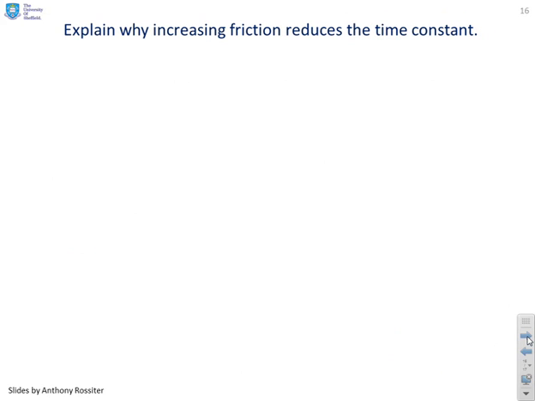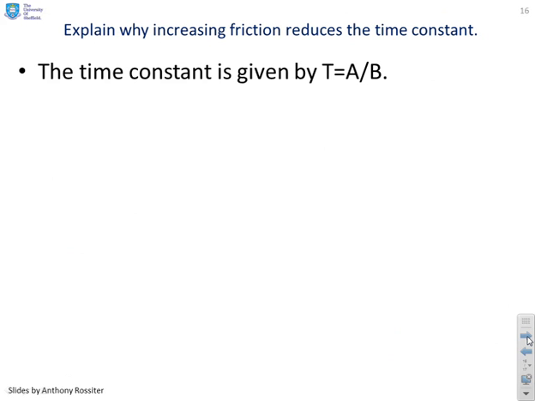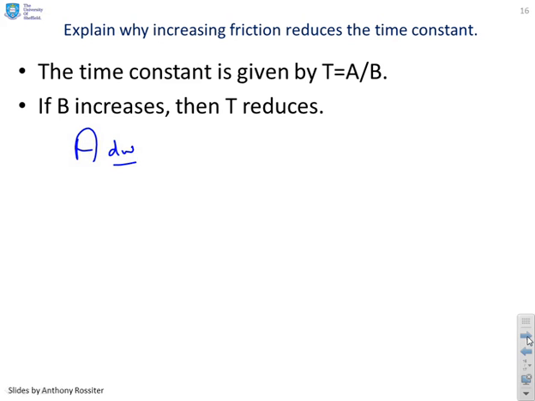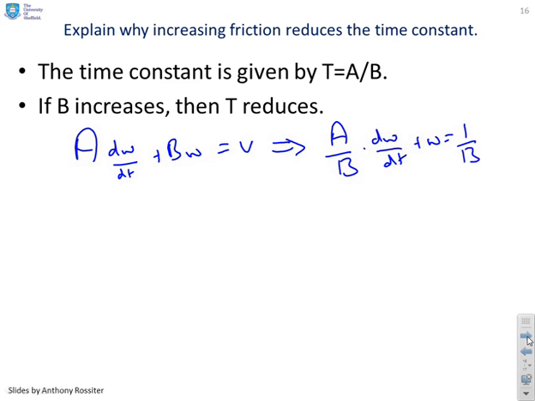So finally, explain why increasing friction reduces the time constant. Well, the time constant was given by T equals A over B. So if B increases, then T reduces. You remember we had A d omega dt plus B omega equals V, or in time constant form, A over B d omega dt plus omega equals 1 over B into V, and so clearly the time constant is A over B. So if B gets bigger, then T must get smaller.